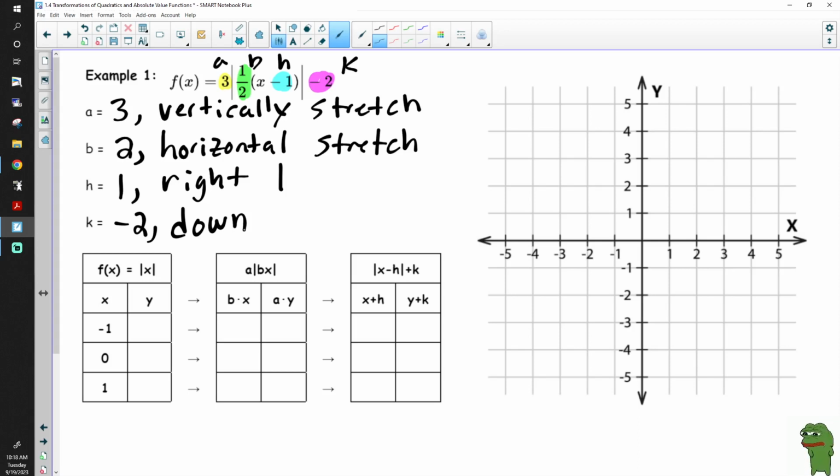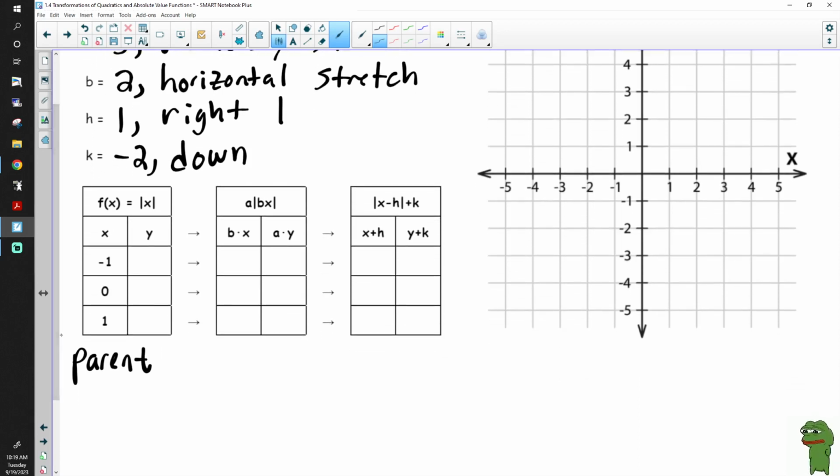All of those things are going to happen, but we always start with the parent function. This first table, this is for the parent. This is our starting point. This is where we start, parent function. Okay, we just did the parent function, didn't change. When we plug in -1 into the absolute value, what comes out? A 1. When you plug in 0, 0. When you plug in 1, 1. This is the start. So let's graph the start. -1, 1, 0, 0, 1, 1.